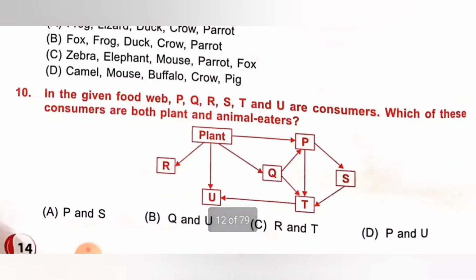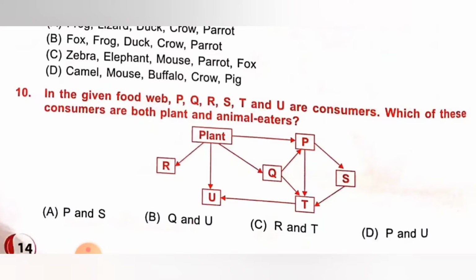Tenth one. In the given food web, P, Q, R, S, T and U are consumers. Which of these consumers are both plant and animal eaters? Please refer to the flowchart, dear kids. Option A, P and S. Option B, Q and U. Option C, R and T. Option D, P and U.